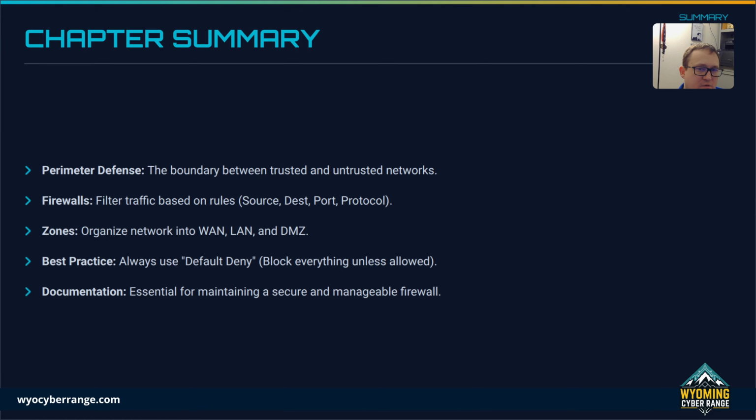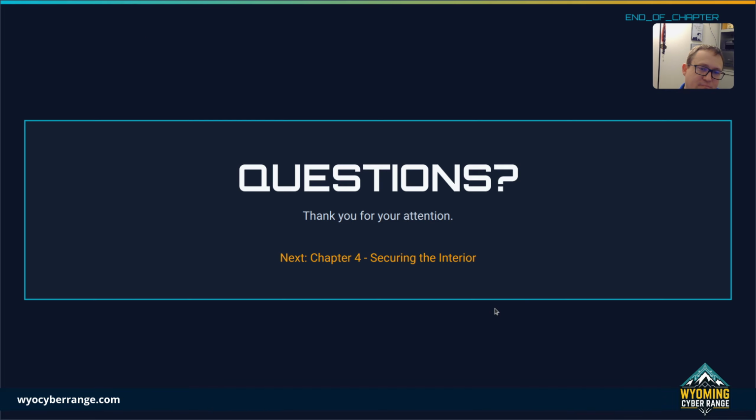We talked about perimeter defense. The firewall is the boundary between trusted and untrusted networks. We talked about zones. This is how we can organize our network between LAN and DMZ to isolate some of our risks. We talked about the default deny, otherwise known as the implicit deny, and least privilege. And then we talked about keeping our rulebook clean and commented. We got some documentation here. Make sure you do your documentation, otherwise you're going to hate yourself in 6 months when you forgot.